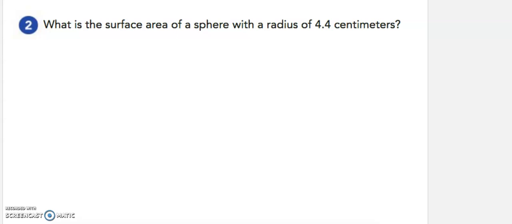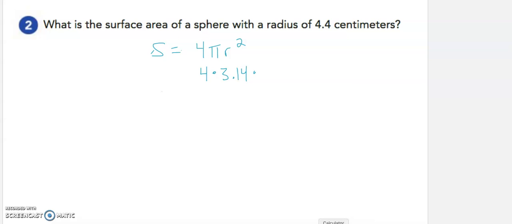Let's get started. First question here says, what's the surface area of a sphere with a radius of 4.4 centimeters? So remember, the surface area of a sphere equals 4 pi r squared. So let's fill in what we know. We have 4 times 3.14 times the radius squared. So the radius is 4.4.